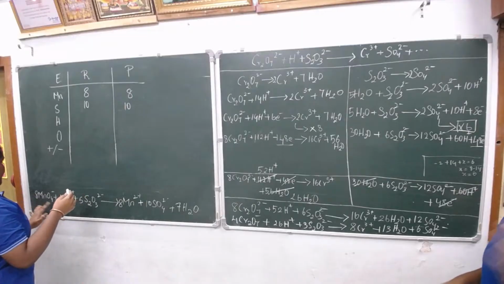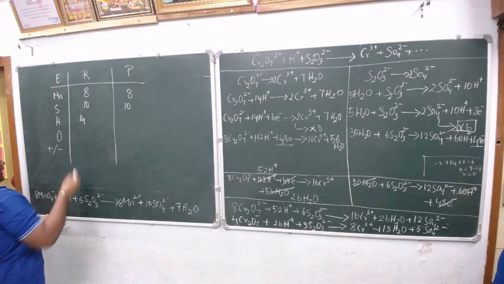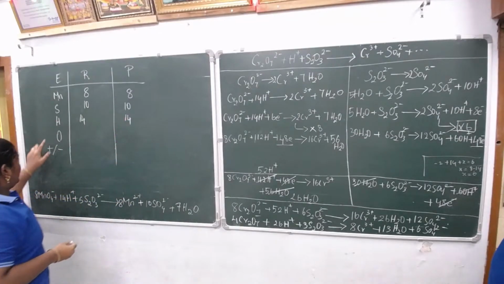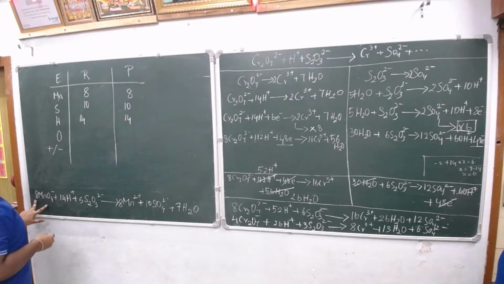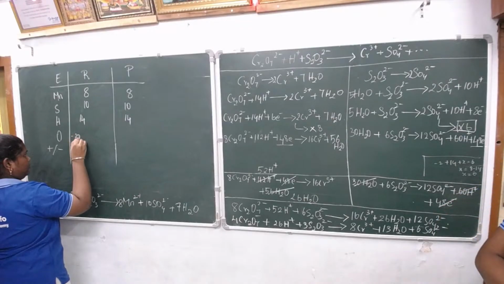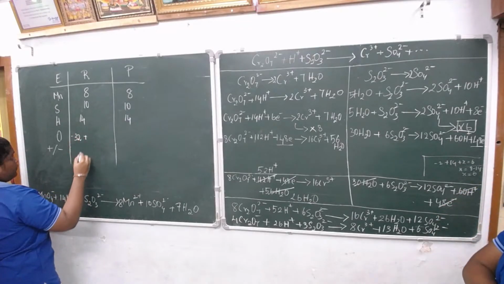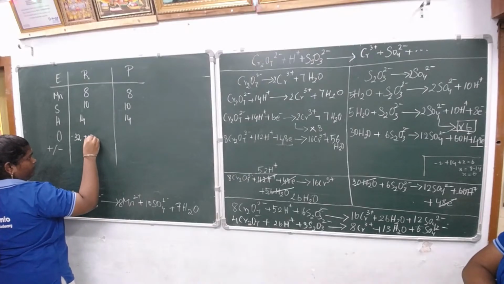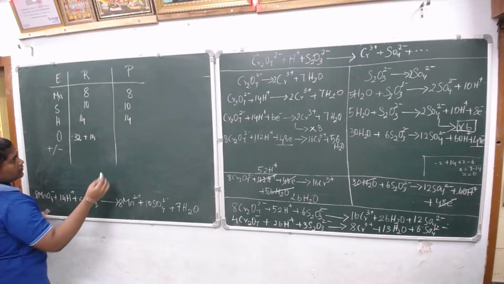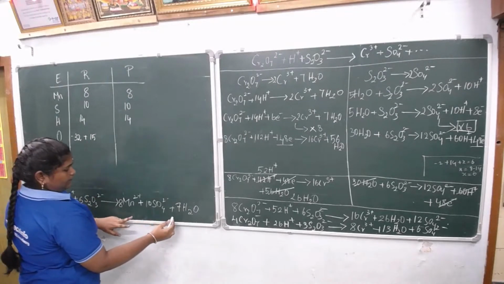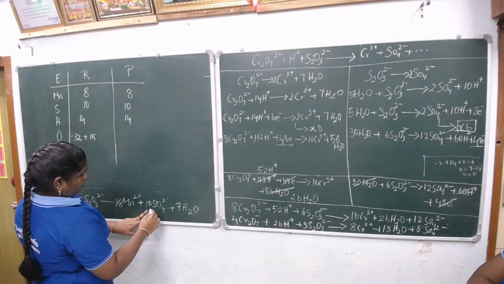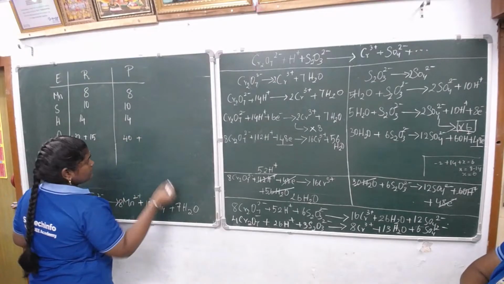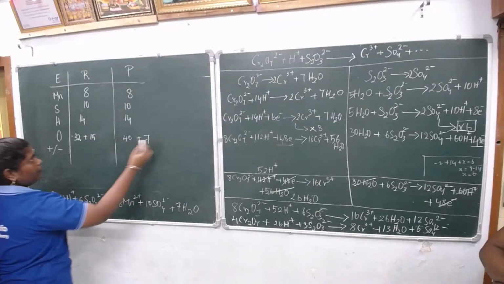Good. So for hydrogen there are 14 hydrogen in the reactant part. Then 7 2s are 14 in the product part. Coming to oxygen, 8 4s are 32 plus 4 plus 15. 5 3s are 15 oxygen. Coming to the product part, 40 plus 7 oxygen in the product part.